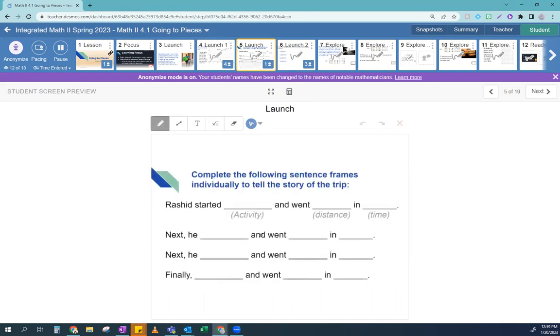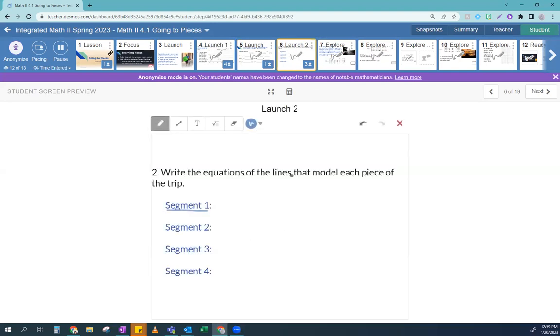So here, you're going to be filling this out and writing this. We'll go over the answers to some of these in just a second, but I really wanted to get to this one. It says, write the equations of the lines that model each piece of the trip. So we are going to write an equation for segment 1.